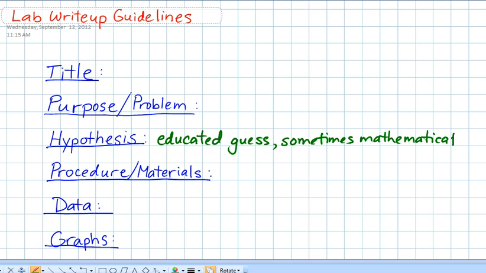Procedure and materials. For this, you need to be very careful that your procedure is detailed enough that you could give it to another physics student and they could repeat the lab and get similar results. So it's not meant to be the longest novel you've ever written, but it needs to be detailed enough to be repeatable. The data usually goes in the form of a nice data table, and you need to have everything labeled. So units and variables, everything needs to be nice and neat.